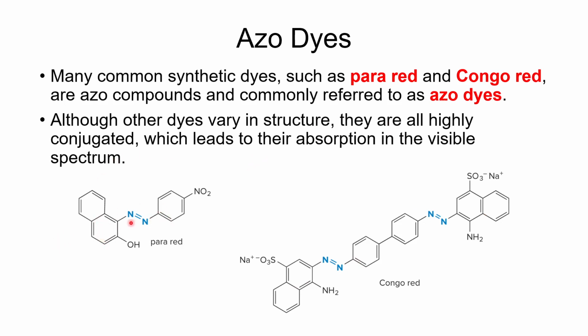And when you have highly conjugated systems, it shifts the absorbance from the ultraviolet part of the spectrum into the visible part of the spectrum. And when you shift it to the visible part of the spectrum, then you can get things that have bright colors.